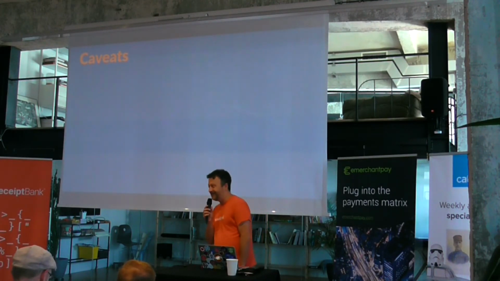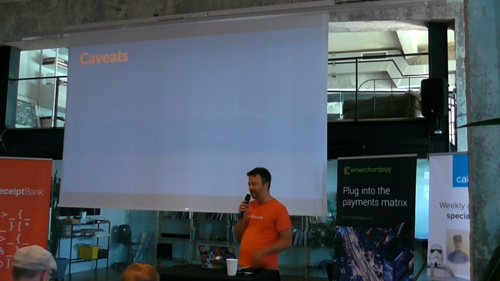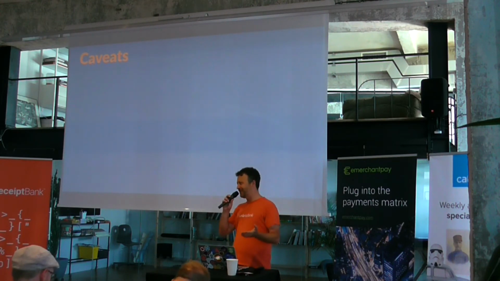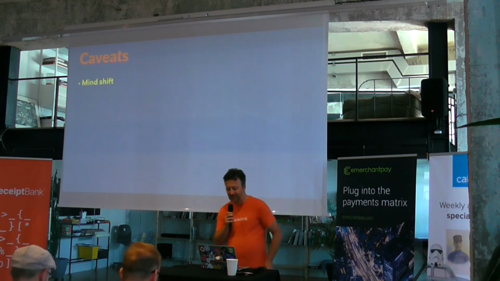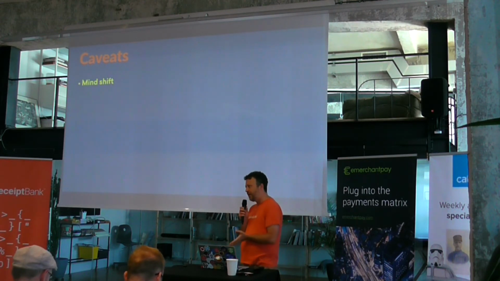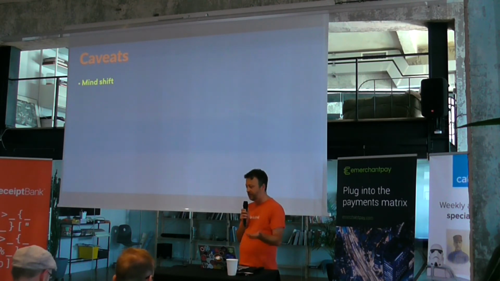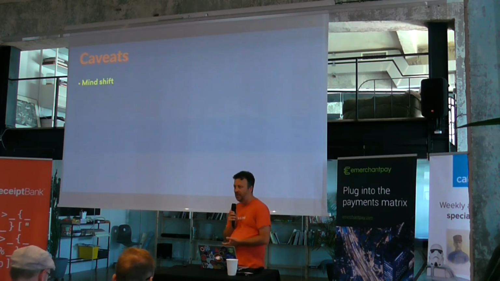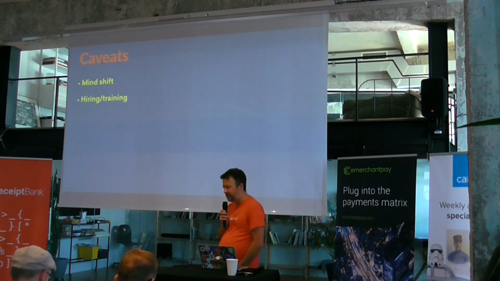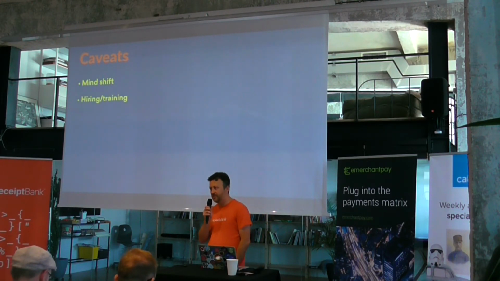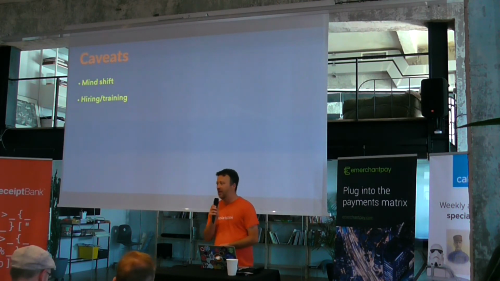But there are some problems. As everyone will say, this is software development, so trade-offs. The mind shift required for a software engineer, especially since we have been taught for 40 years to think in a different direction, is actually quite challenging. The second one is hiring or training engineers. This has not been an easy task. We are spending a lot of time training, which is fine. Hiring people who are familiar with the concept, good luck.